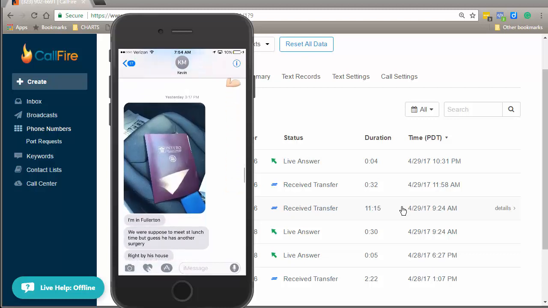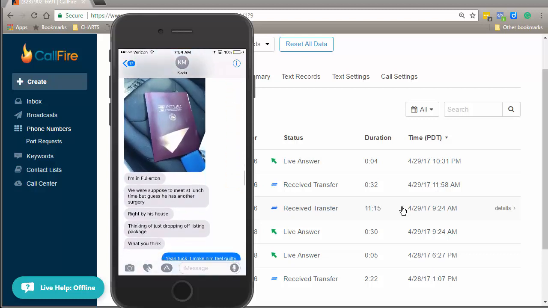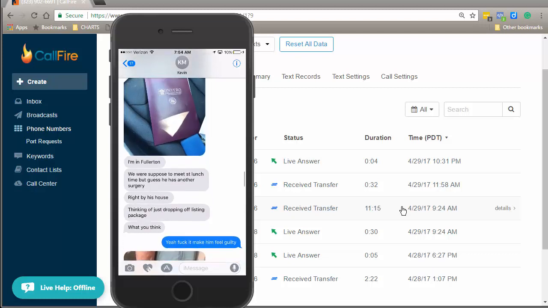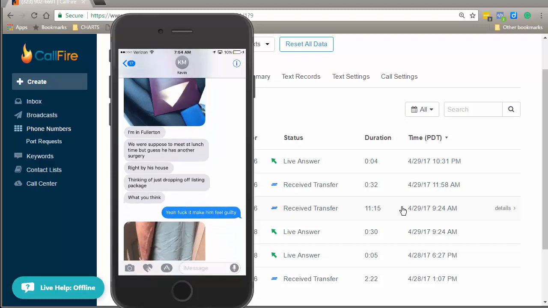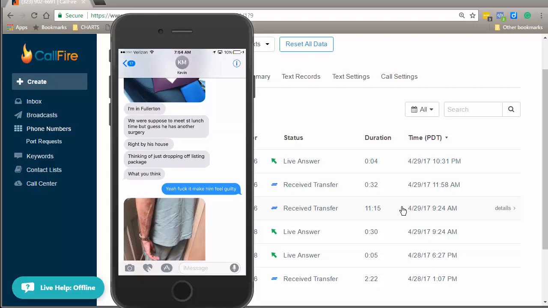And then the following day after, he goes on that listing appointment. And then guess what? He says, I'm in Fullerton. We're supposed to meet for lunch, but guess he has another surgery because he's a doctor. And it says, thinking of just dropping off the listing package. What do you think? And then I have a running joke on here. And I said, yeah, fuck it. Make him feel guilty. Sorry for my language here.